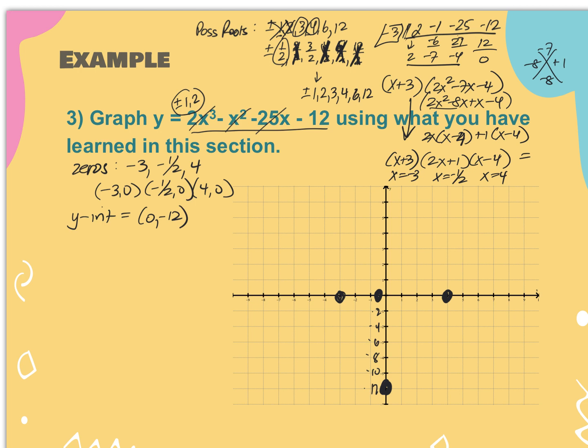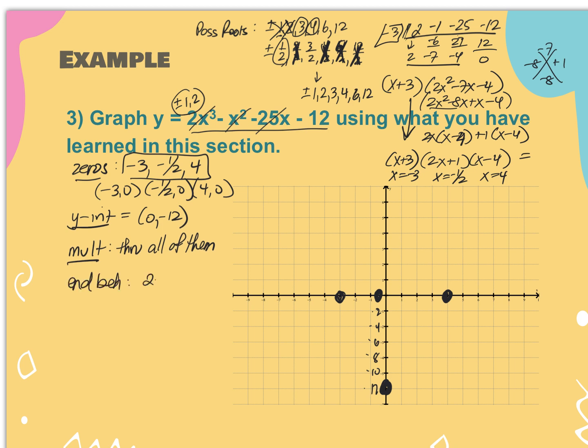So I've got some pretty important points there now, okay? I have my zeros, and I have my y-intercepts. If I talk about my multiplicity, I know that everything shows up just once. So my graph is going to go through each one. And then zeros, multiplicity, and then I guess end behavior is all we have to talk about.